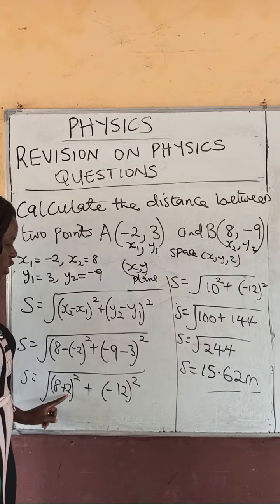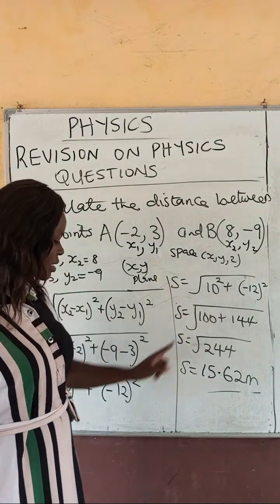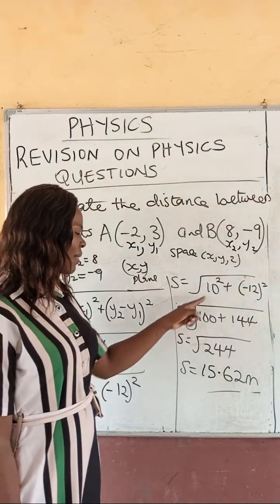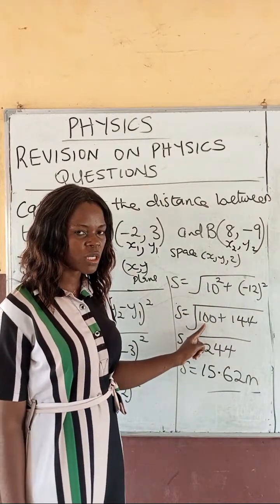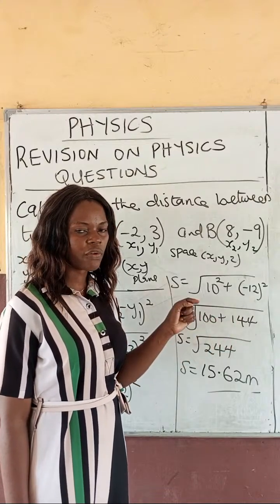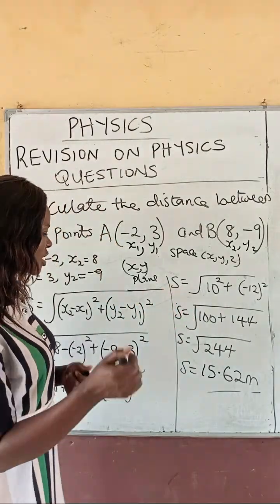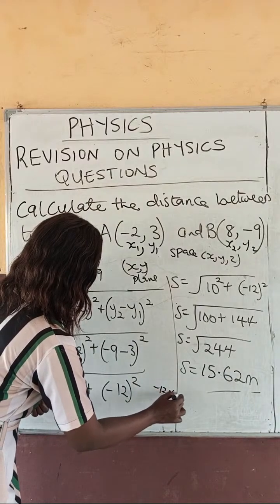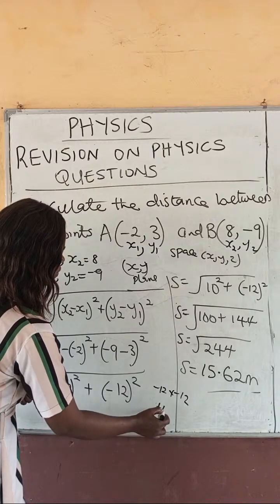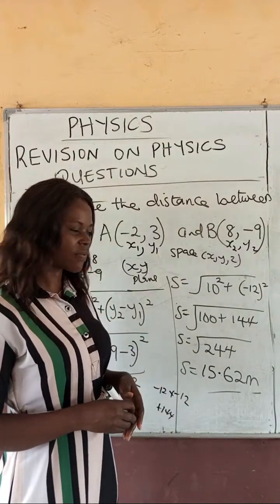Now 8 plus 2 is going to give me 10. That is what I have as 10 squared. Is that okay? Then plus, I brought down minus 12 squared. 10 squared is 100, okay? Then minus 12 squared is 144, right? Because when you square a negative number, it's going to give you a positive. It's just like saying minus 12 times minus 12, okay? Minus times minus is plus. 12 times 12 is 144, okay? That is what I have as this, right?